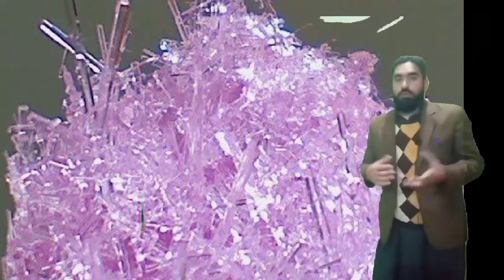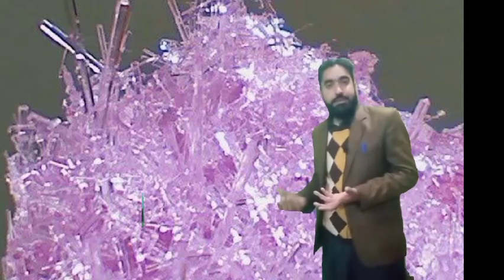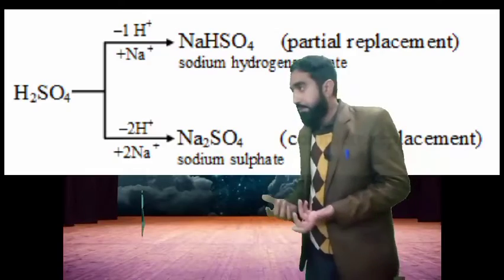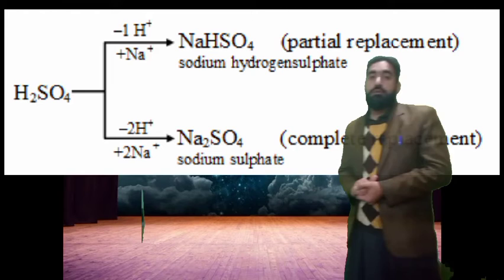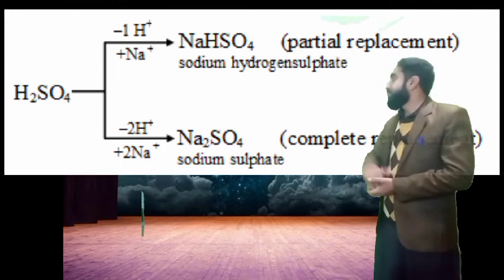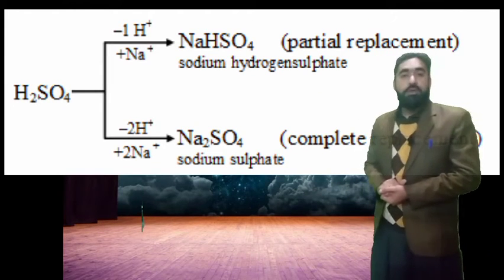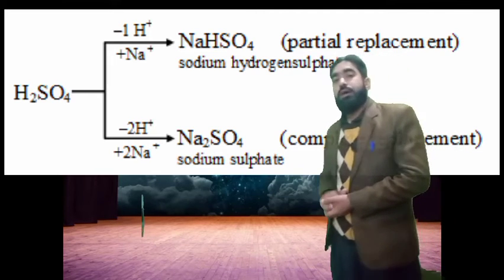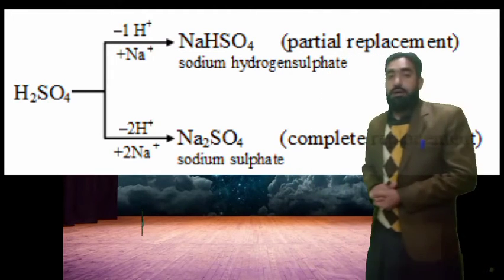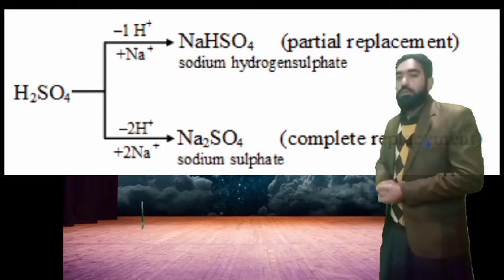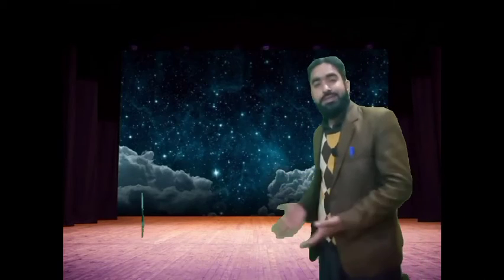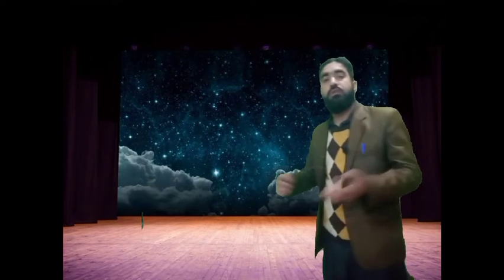Example: sodium bisulfate, potassium bisulfate. These are the examples, and we can see that there is a partial replaceable hydrogen atom. That is why we call this an acidic salt. How can we know? We know with the help of pH paper. Its pH ranges from below 7. It may be 1, 2, 3, 4, 5 or 6.